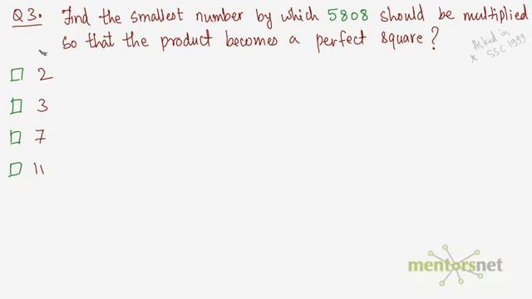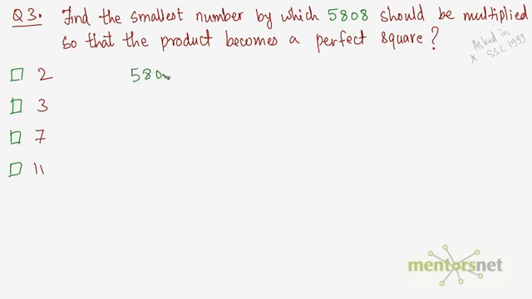Moving on to question number 3. You have to find the smallest number by which this number 5808 should be multiplied so that the product becomes a perfect square? Well, first let us express this number 5808 as a product of prime factors. So let us find the prime factors of 5808.